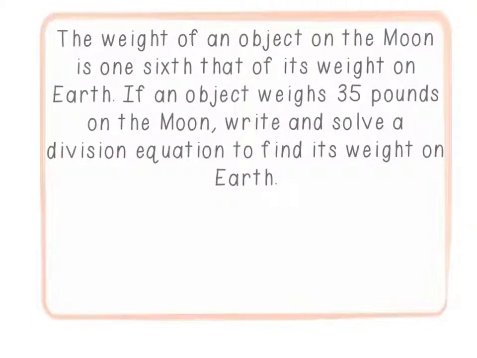The weight of an object on the moon is 1/6 that of its weight on Earth. If an object weighs 35 pounds on the moon, write and solve a division equation to find its weight on Earth. Okay, so the weight of an object on the moon is 1/6 of the weight on Earth. So if an object weighs 35 pounds on the moon, it equals 35 pounds on the moon. I want to know what it would be like on Earth.